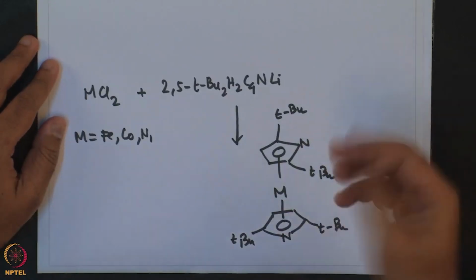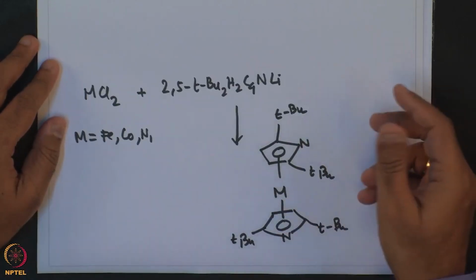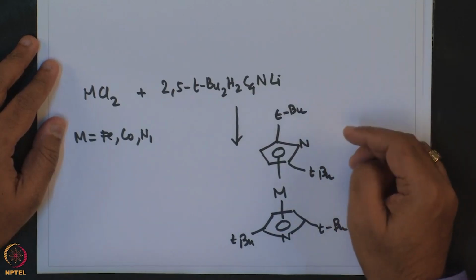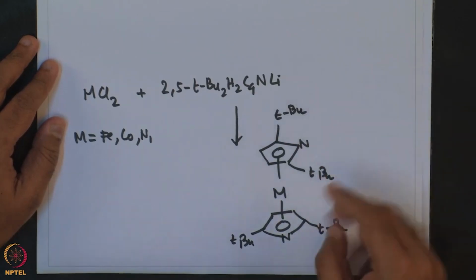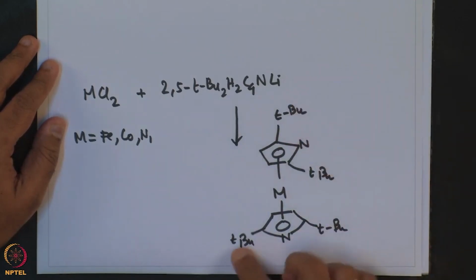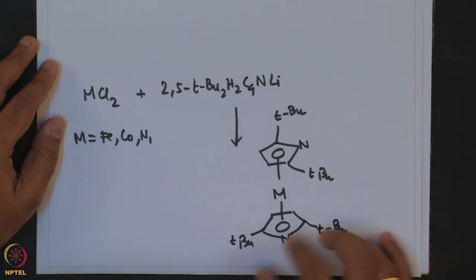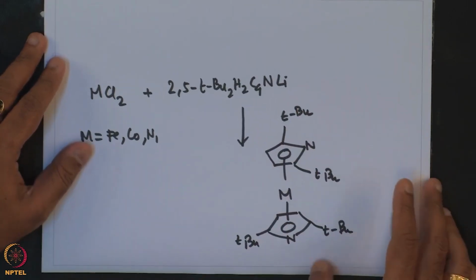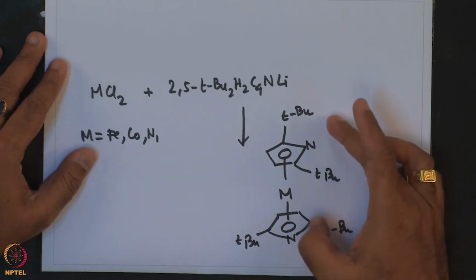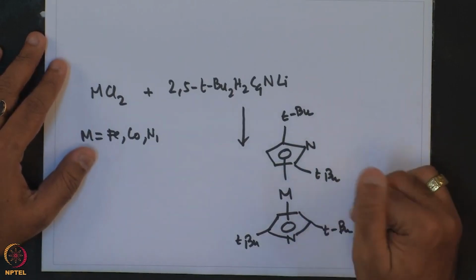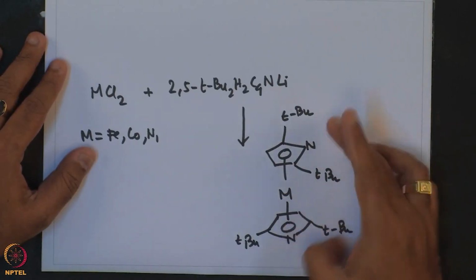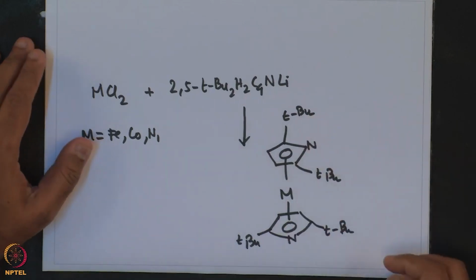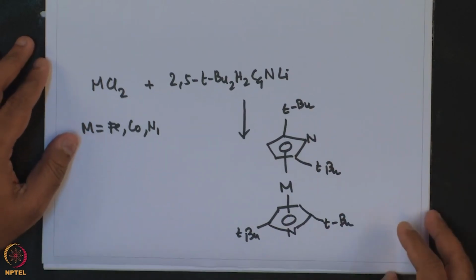be protected by binding to BH3, Lewis acidic BH3, in this case, because of the presence of two bulky t-butyl groups flanking the nitrogen lone pair on that pyrrole ring, such protection is not required, and thus this azaferrocenyl derivative of this substituted pyrrole can be obtained.